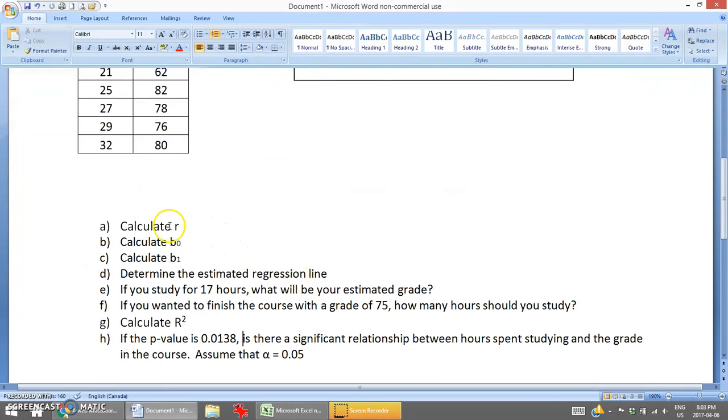We have calculated the Pearson correlation, we've calculated the intercept, we've calculated the slope, we put that together in the estimated regression line, we have estimated the grade based on hours of studying, and based on the grade we want, we have determined how many hours we need to study in the previous video.